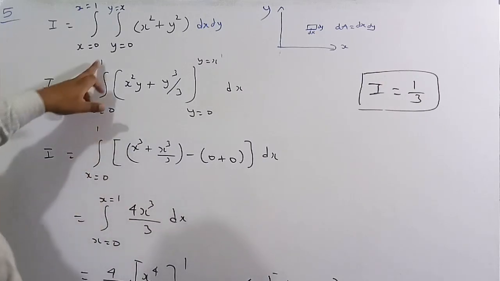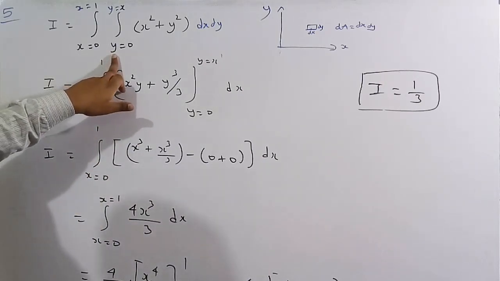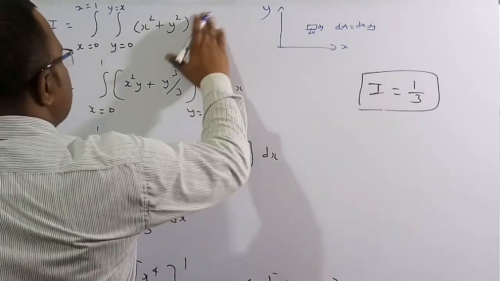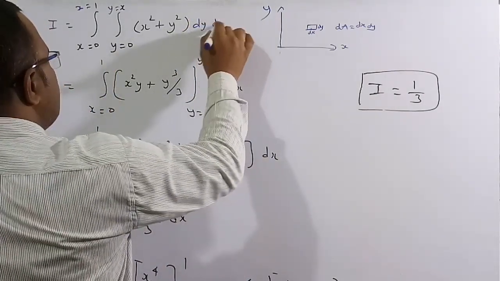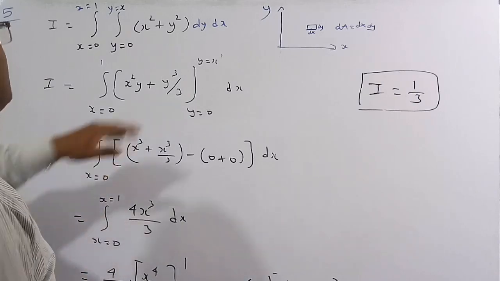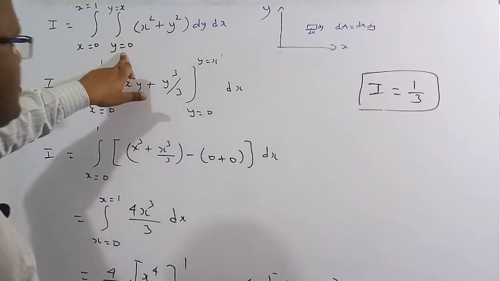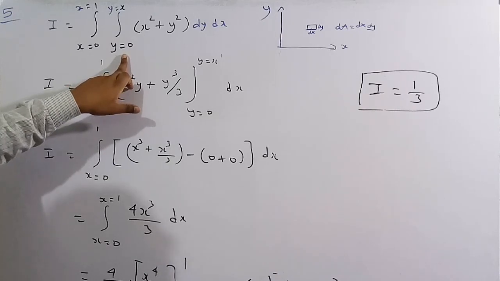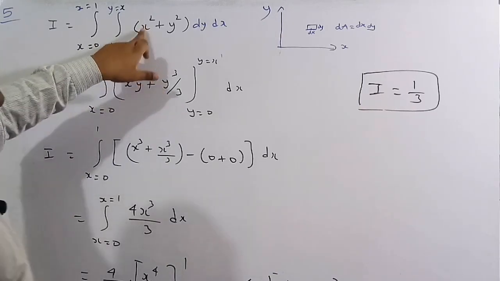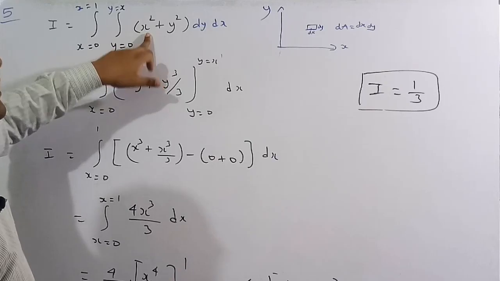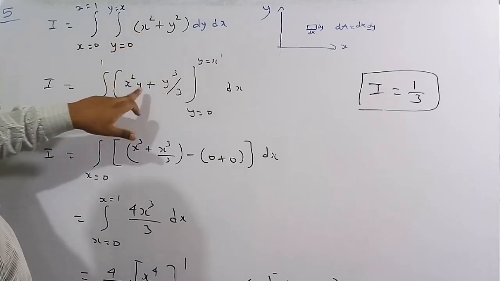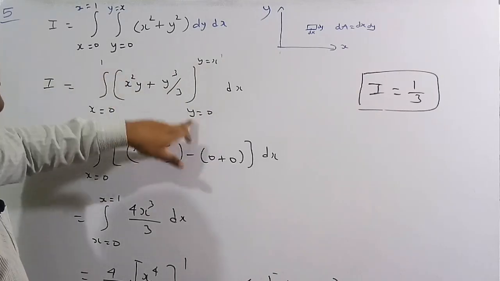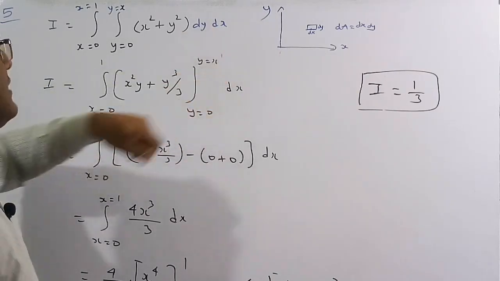First I am going to do integration with respect to y, and then integration with respect to x. So here I need to keep dy into dx. Now I am going to do integration with respect to y. Whenever you do integration with respect to y, the remaining variable you must treat as a constant. So x is treated as a constant, so we get x square into y plus y cube by 3. Now I have to substitute the limits y is equal to 0 to y is equal to x, and the remaining thing is dx.